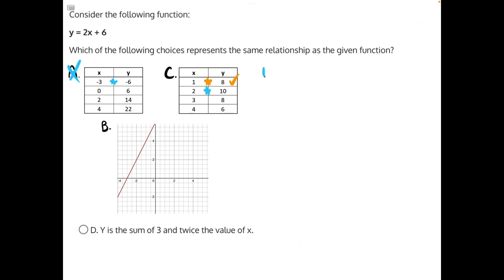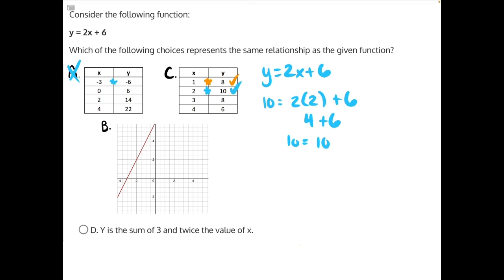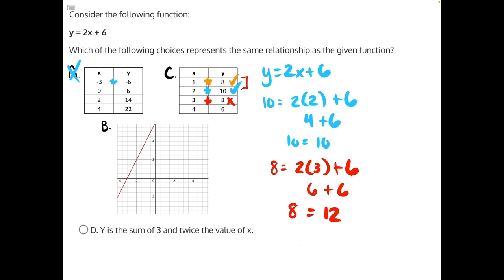Let's try this next point. We have y is equal to 2x plus 6, where 10 is equal to y, and 2 is equal to x. 2 times 2 would give us 4, plus 6 would indeed give us 10. That point is good. The next point, we would have 8 is equal to 2 times 3 plus 6. 2 times 3 is 6, plus 6 would actually give us 12, not 8. So even though we had 2 correct points, it's important that we kept trying more points because this one ended up being incorrect and making C altogether incorrect.